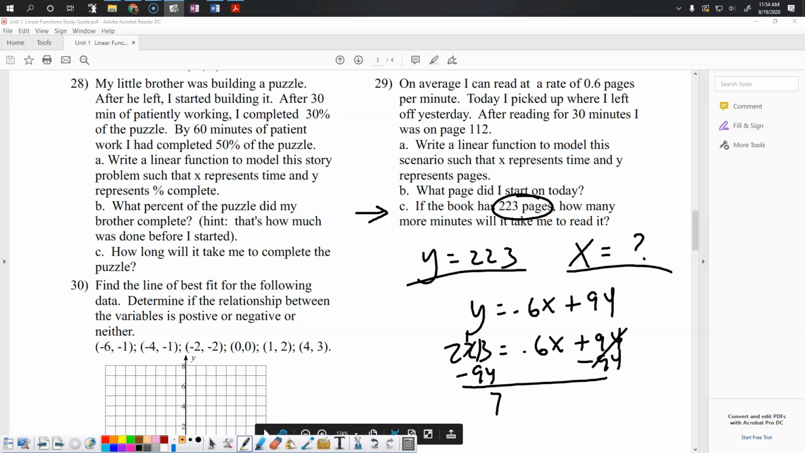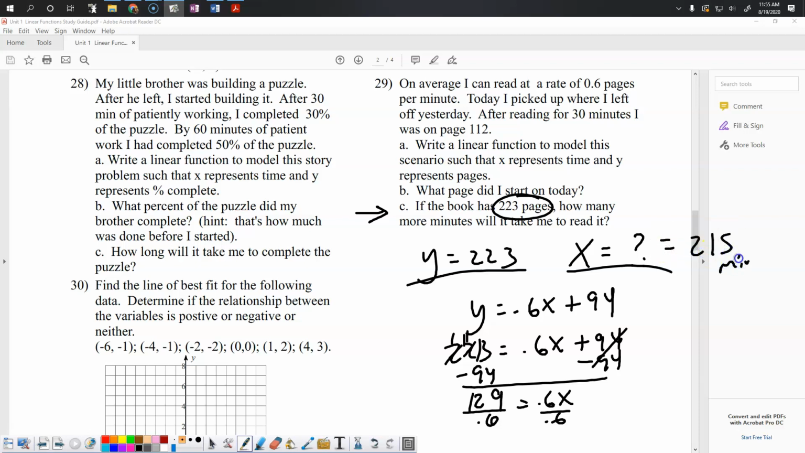I think that's right, isn't it? No, it's 94. Okay. 223 take away 94. What's that going to be? I don't know. 129. Got to divide by 0.6. I don't want to do that. I'm going to use a calculator. The numbers are too weird. So 129 divided by 0.6. 215. So x equals 215.